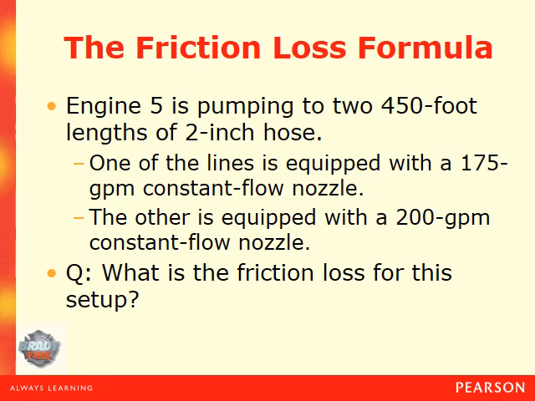So, engine 5 is pumping to 2 450-foot lengths of 2-inch hose. One of the lines is equipped with a 175 gallon per minute constant flow nozzle. The other, however, is equipped with a 200 gallon per minute constant flow nozzle. So what is the friction loss for this setup? And now, since we're flowing different GPMs, we'll have to figure out the friction loss for each.